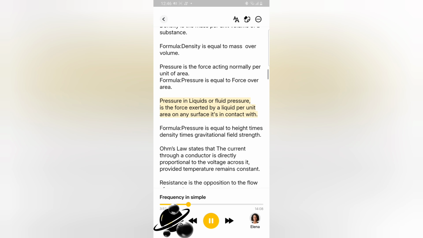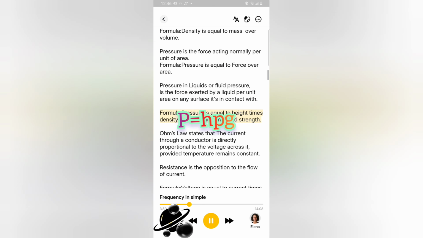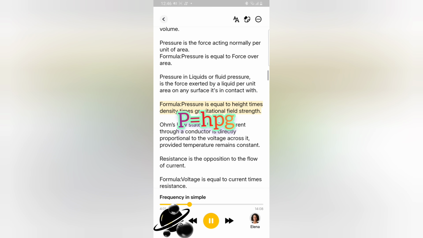Pressure in liquids, or fluid pressure, is the force exerted by a liquid per unit area on any surface it's in contact with. Formula: pressure is equal to height times density times gravitational field strength.